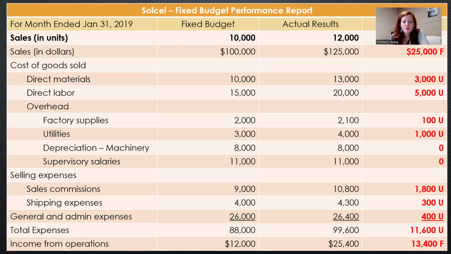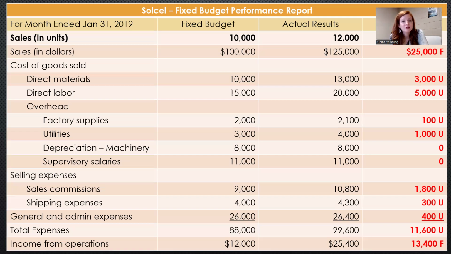So when we get down to the bottom and we come to total expenses, wow, we spent 11,600 more. So it was unfavorable than what we had planned. Well, that stinks. But does it? Because if we look at income from operations, we actually had 25,400, which was 13,400 more than what we expected to make in income. Wow, that's more than double. So that seems pretty awesome.